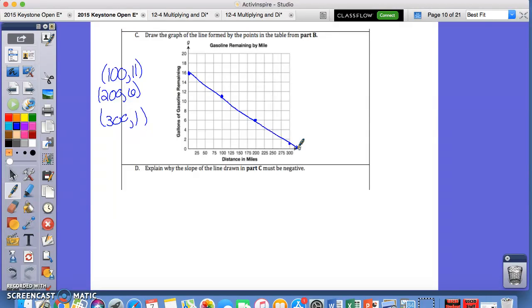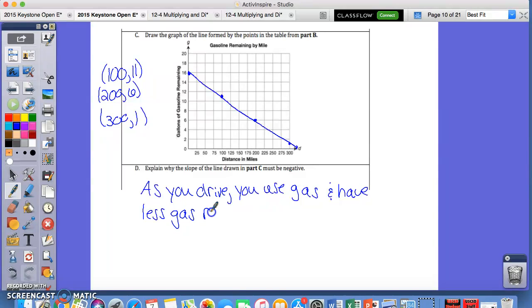Explain why the slope of the line you drew in part C must be negative. I wrote, as you drive, you use gas and have less gas remaining. Thus, the data has a negative correlation.